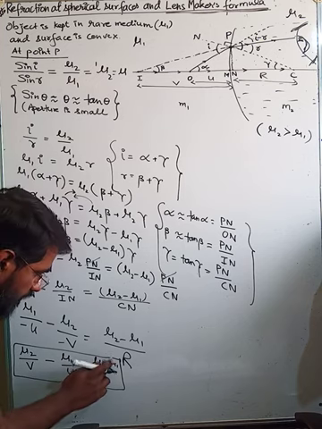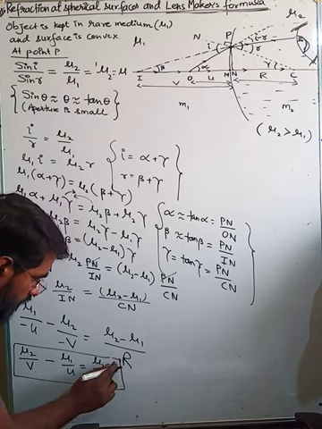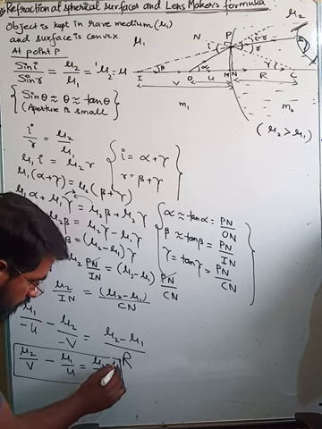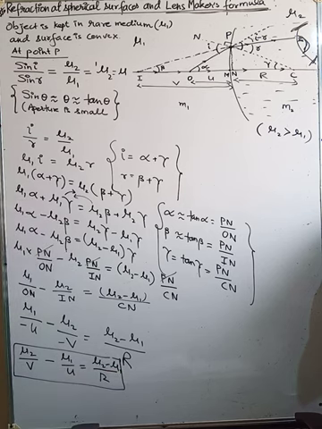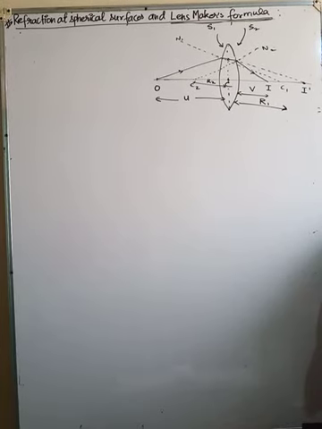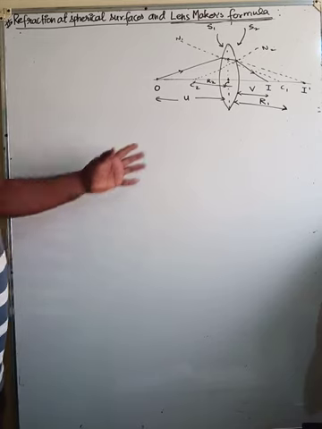So same, this last equation: mu2 upon V minus mu1 upon U is equal to mu2 minus mu1 upon R. This we are going to use to derive lens maker's formula, which is very, very important. So this is the simple diagram to derive lens maker's formula.